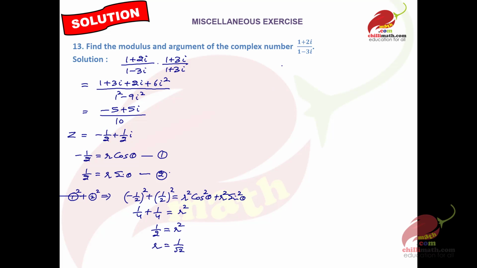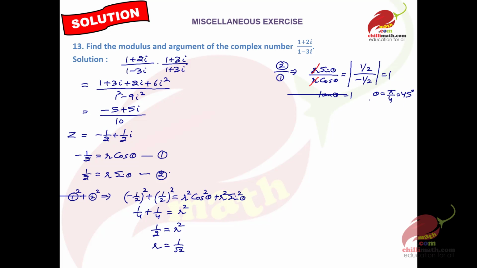To find theta we operate equation 2 over equation 1. We get r sin theta over r cos theta is equal to half over minus half. We write modulus half over minus half. Modulus we write to find the angle in first quadrant. This is equal to minus 1, its modulus is 1. We can cancel this r. Sin theta upon cos theta is tan theta. We know tan theta is 1 when theta is equal to pi by 4 radians or 45 degree.